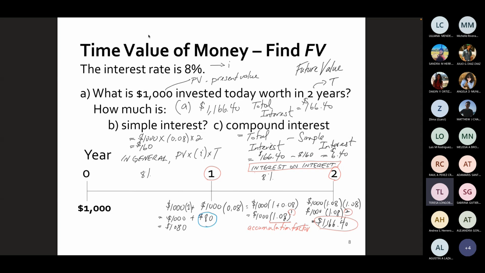So this number you could find, you get this out of the way here. That's how you get $6.40. It's 8% on 8%. Interest on interest.